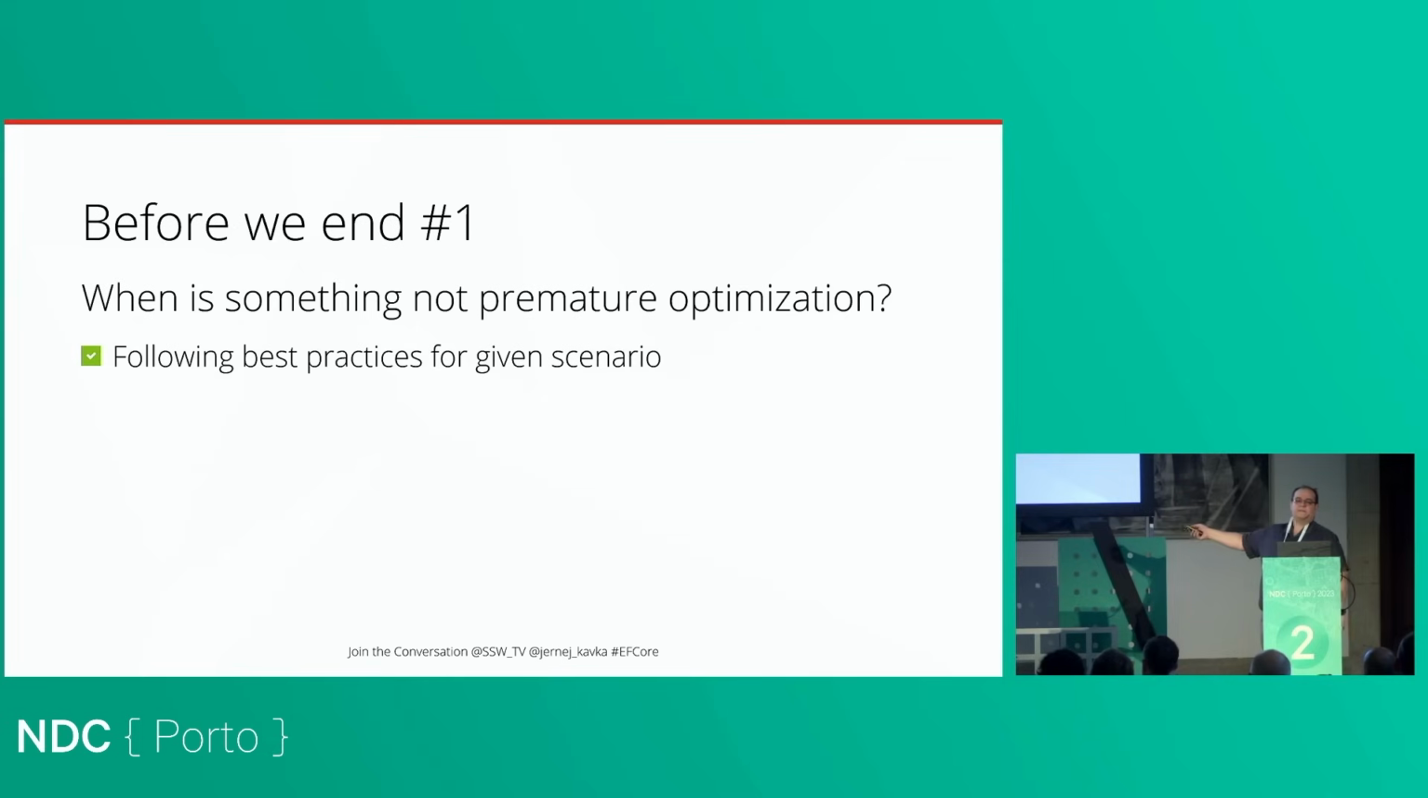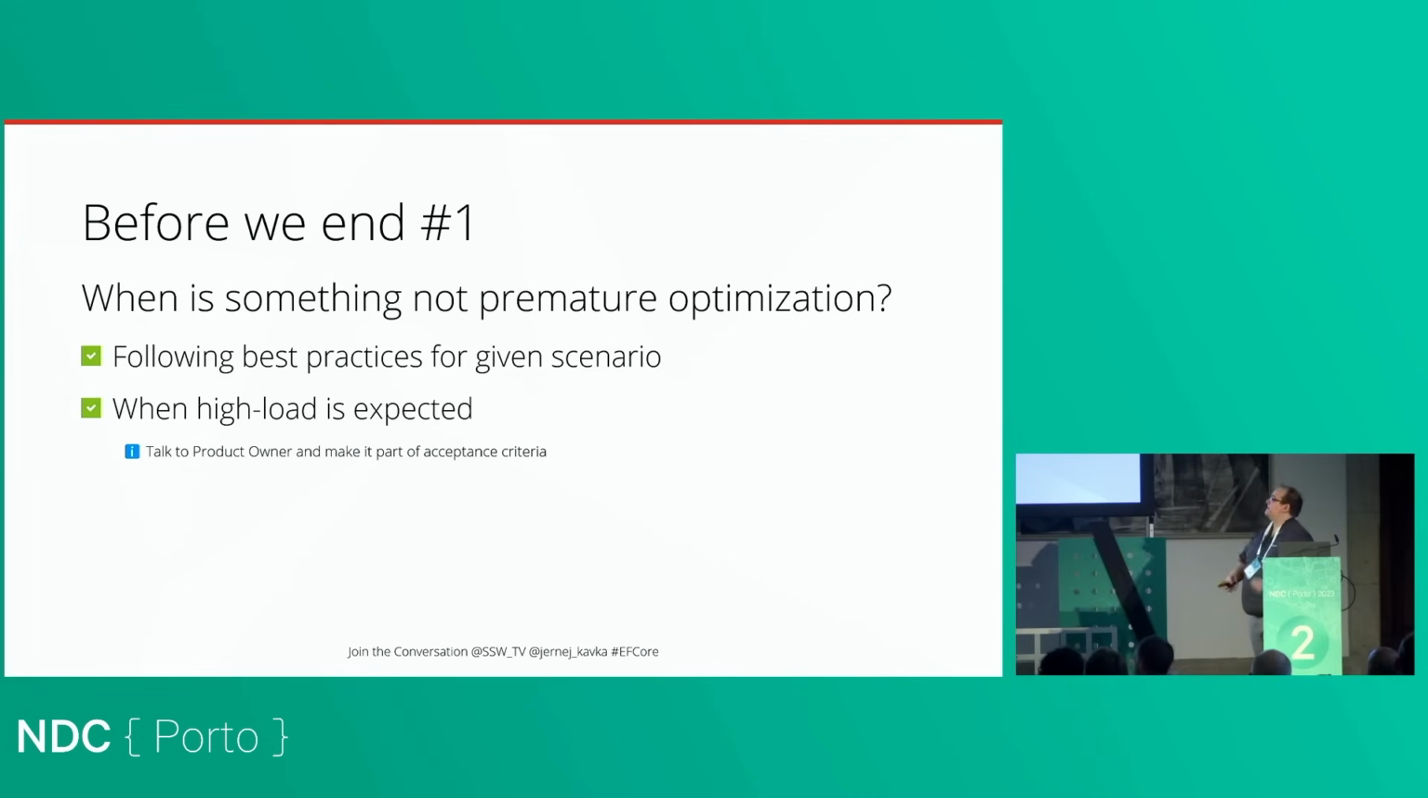But if you follow best practices, that's not premature optimization. That's just smart programming. When you expect high load, you should talk with your product owner and say, hey, this should be part of the acceptance criteria. Because if you know there's going to be 7 million sales and you don't have pagination, that's something that is missing in the task you're doing. That's not trying to prematurely optimize. This is something missing in the specs.